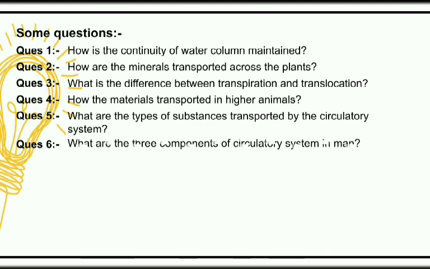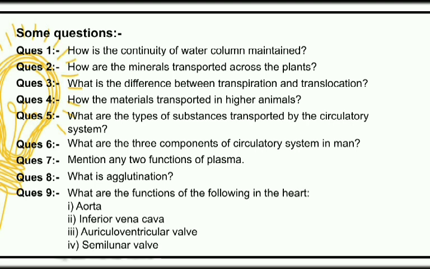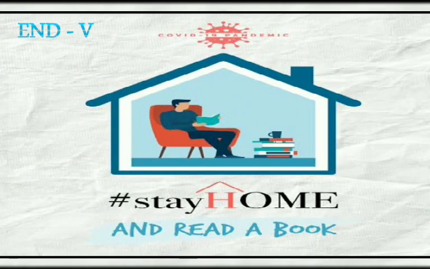What are the 3 components of the circulatory system in humans? You have to write that. Question number 7, mention 2 functions of plasma. There are so many functions, I already told you: formation of antibodies, maintaining the constant, and all that. What is agglutination? Just think about that. It is related to the blood platelets. Question number 9, write the function of the following parts of the heart. So this is the end part of the questions.